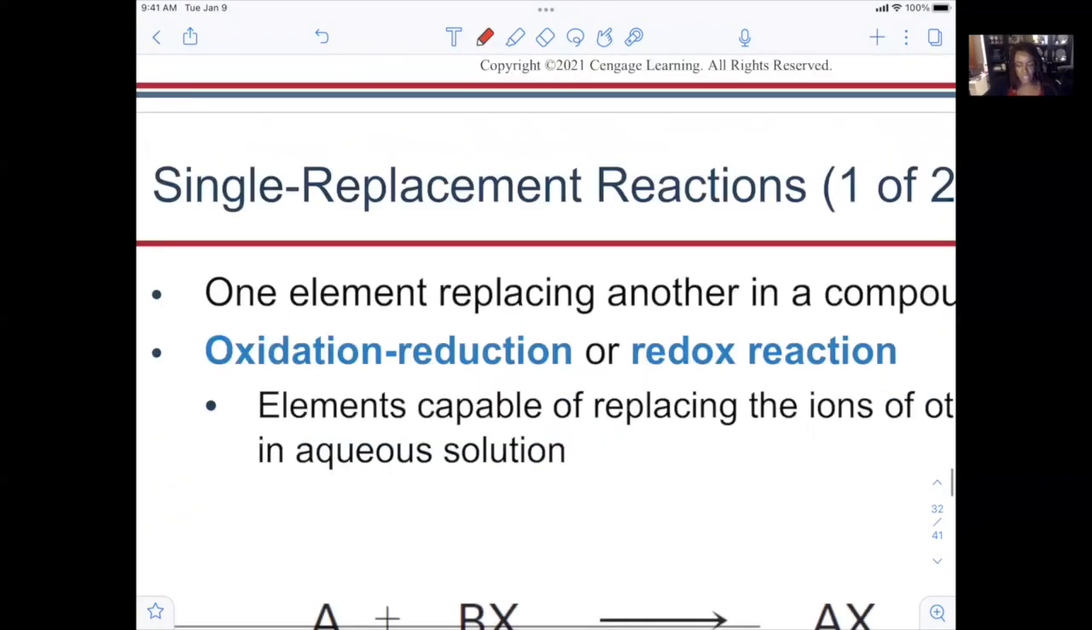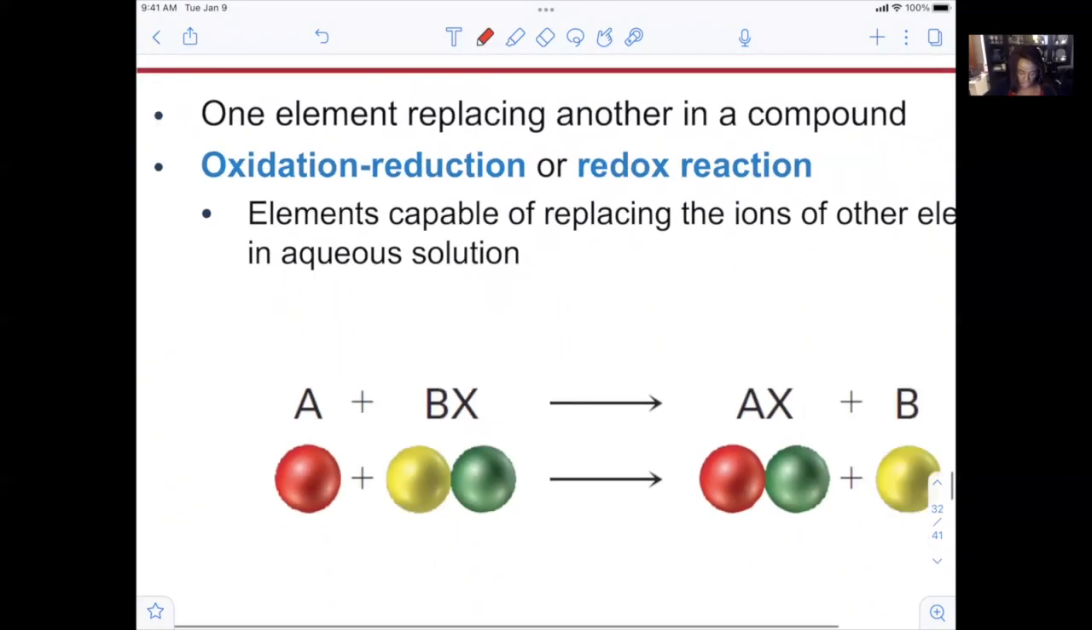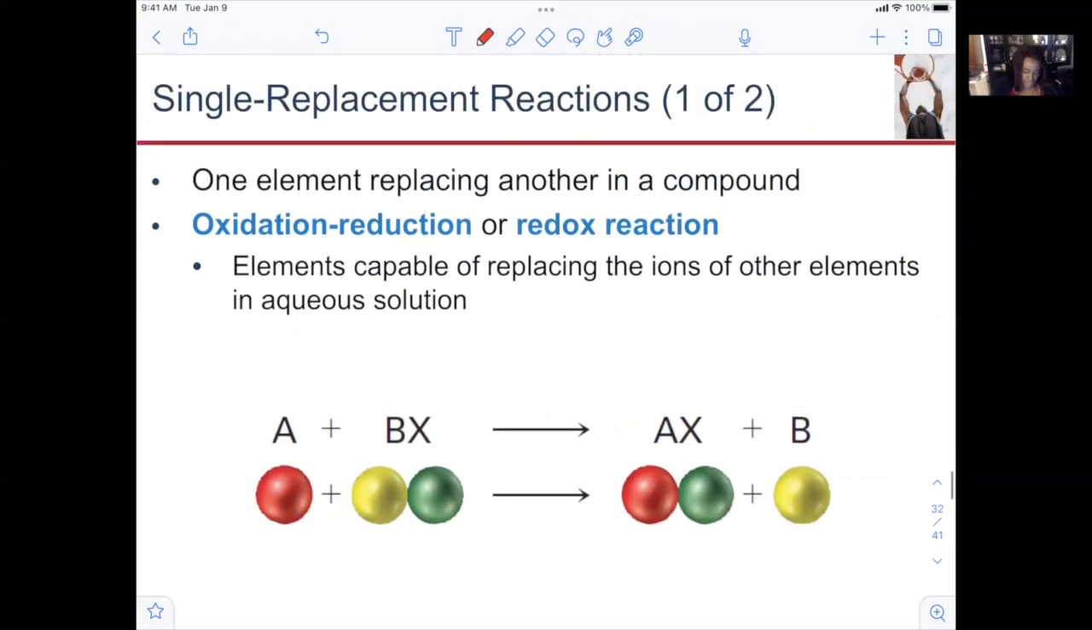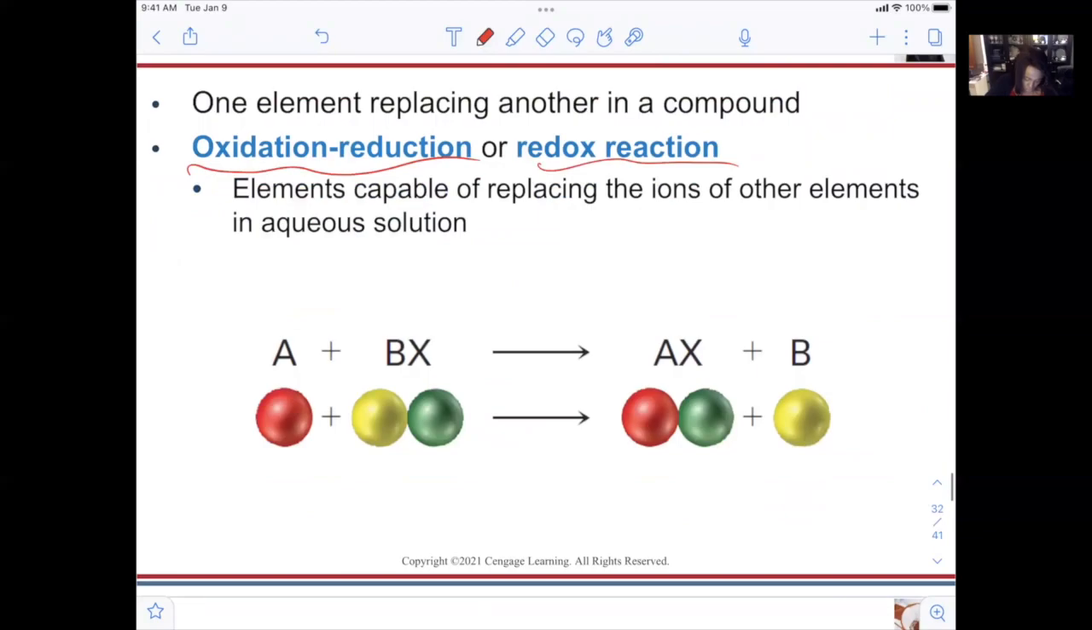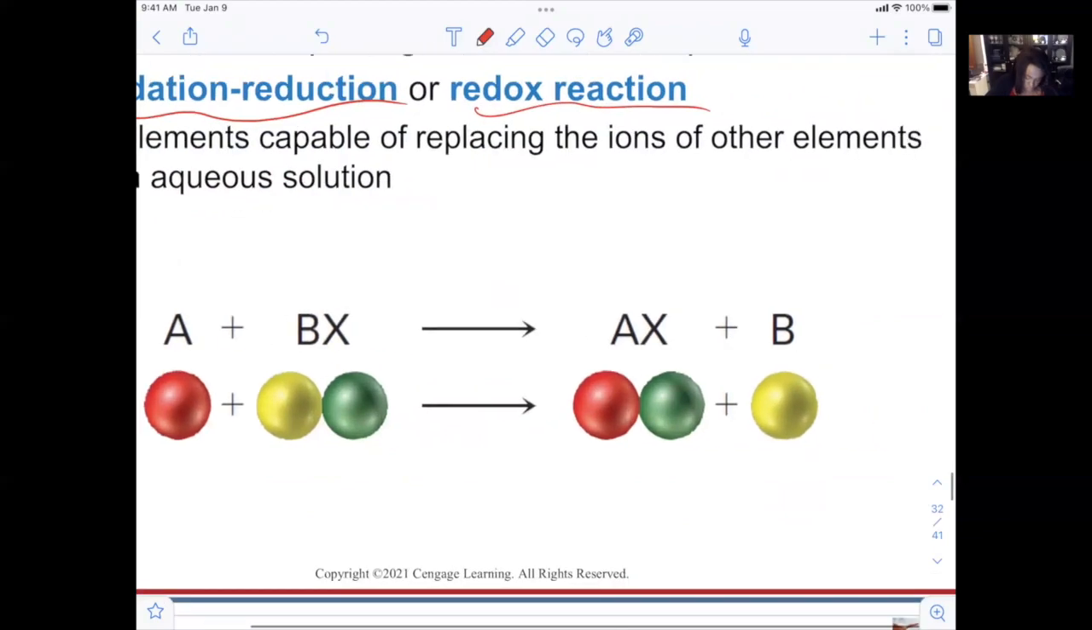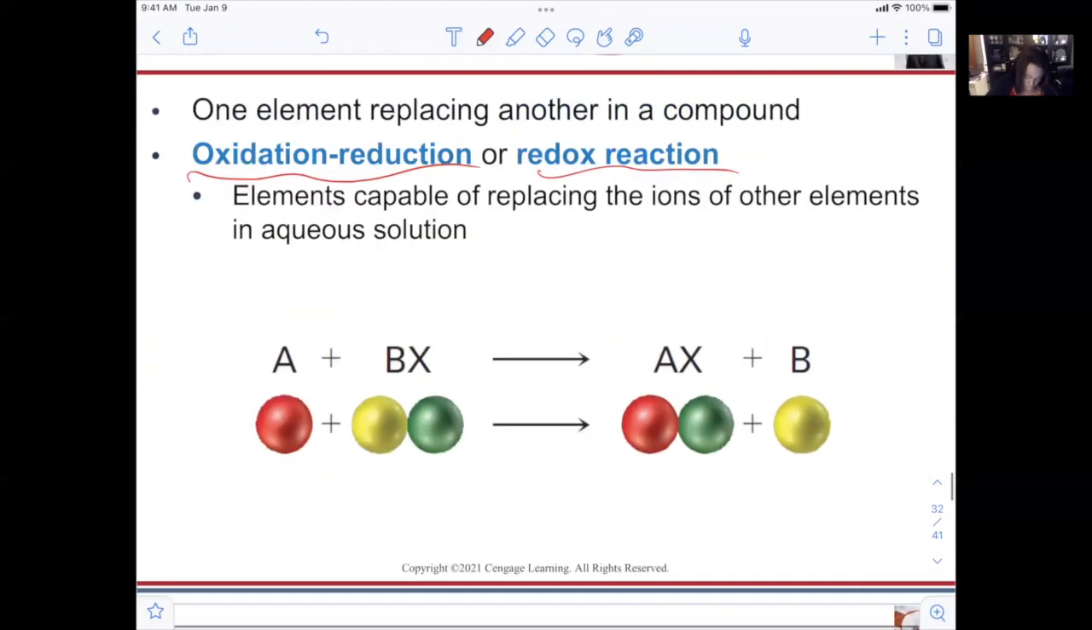Okay, hopefully you can see how easy it is to identify these. And then here we have, I told you guys, on the single replacement, they have oxidation or redox reaction. We're not gonna do anything with this in this chapter. We're gonna just look at it, okay? So over here, let's see.